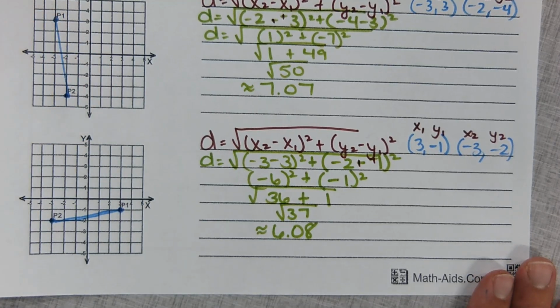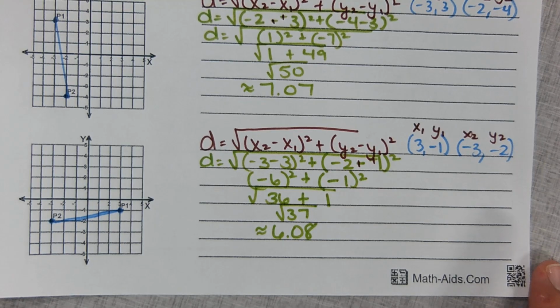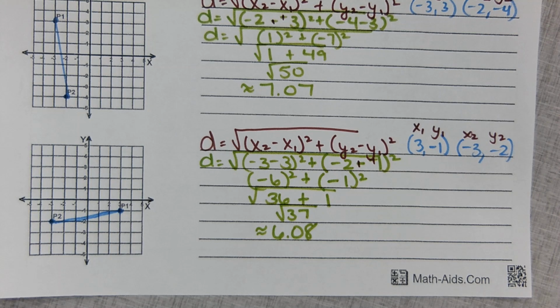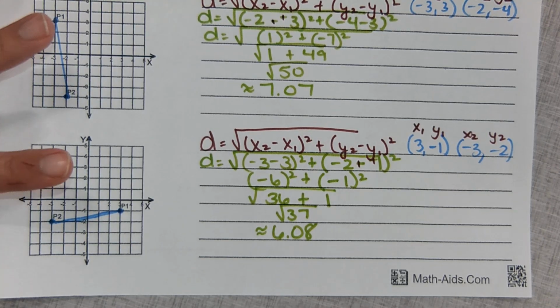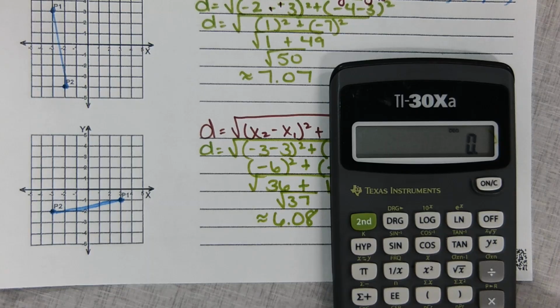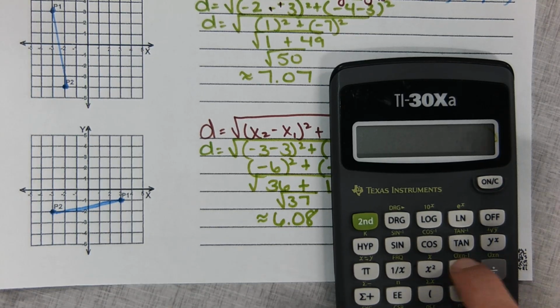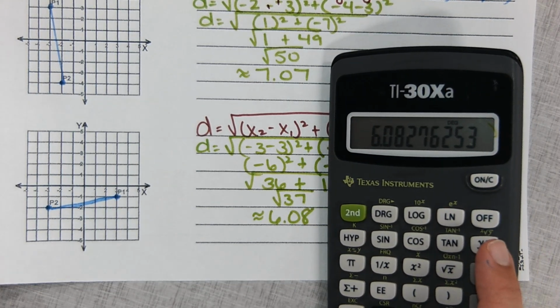Okay, so we got 6.08 or square root of 37. Good job. When you're ready, just go. What do you mean? The number? Did I not do square root of 37? Oh, that's what I did, right?